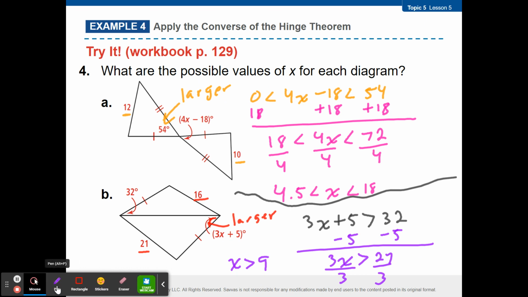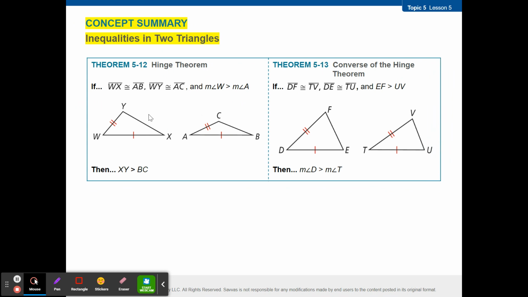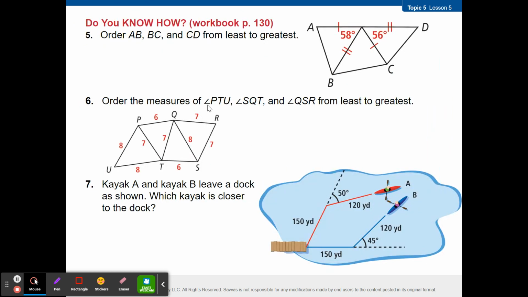Is anybody still writing this down? All right, so again, I'm hoping you guys already have this in your notes, so no worries there. I want you guys to do 5, 6, and 7 in your books on page 130. Give those 3 a shot.